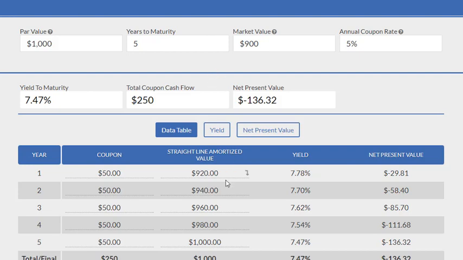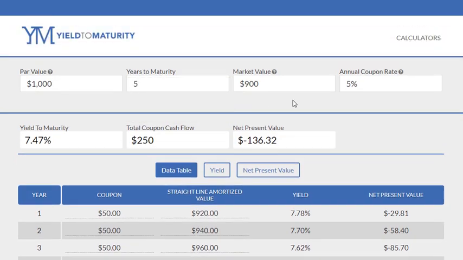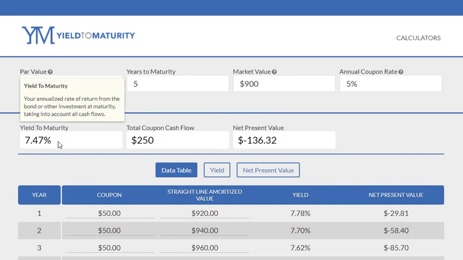During those 5 years, the market value of the bond is going to fluctuate, and for purposes of this illustration, we run a straight line amortization schedule where each year the bond is going to grow by $20 until in year 5, the value of the bond equals the same as the par value. And in this scenario, that extra source of return increases your rate of return from 5% in the last example to 7.47% in this example.